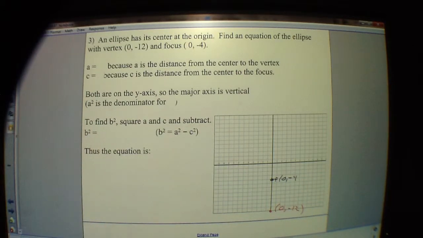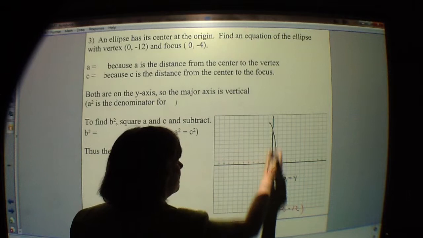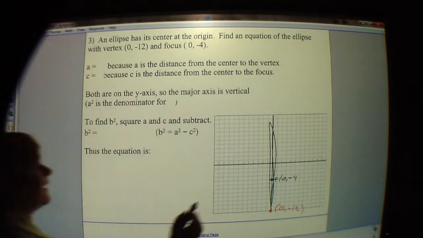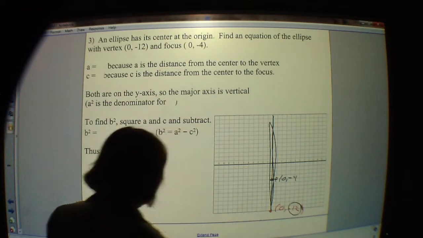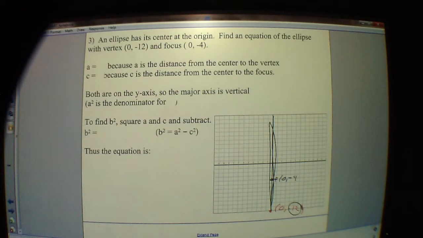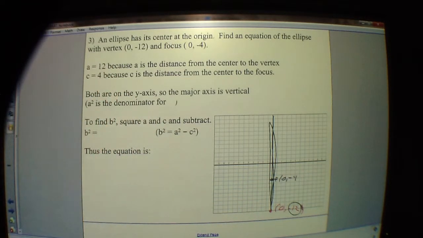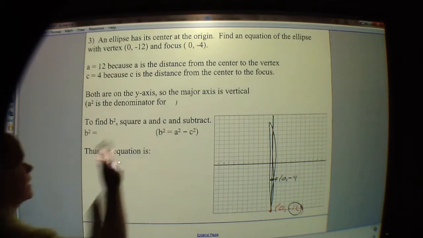So hopefully now you're looking at this and saying, okay, the vertex has to be an endpoint of the major axis, so now my major axis goes this way. So I know what A is. A would be positive 12. And C is positive 4. Because the distance from center to the focus is C, distance from center to the vertex is A. And like I said, both are on the y-axis, so the major axis is vertical now. So A squared now is the denominator for y squared.